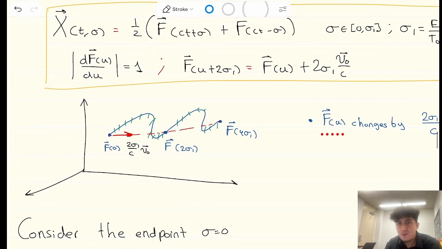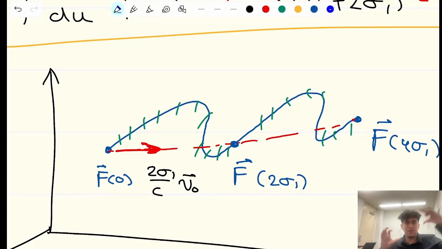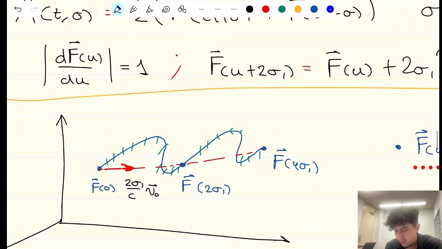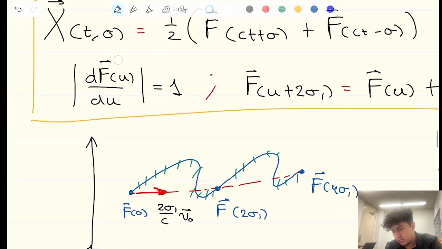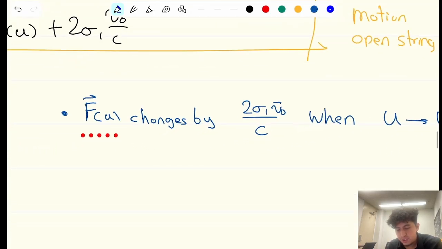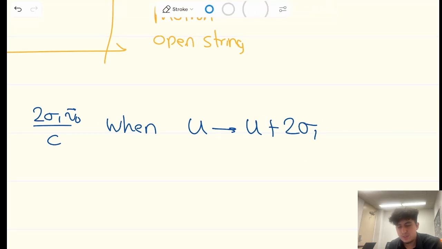If you want to see a picture of how this looks, cool. A quasi-periodic function is essentially the same, but each time there's a new period, there's some constant vector offset. So this is increasing a bit, and it just continues. And this derivative has to be a unit vector. So each time f changes by this amount, we're going to get an offset of 2 sigma 1.